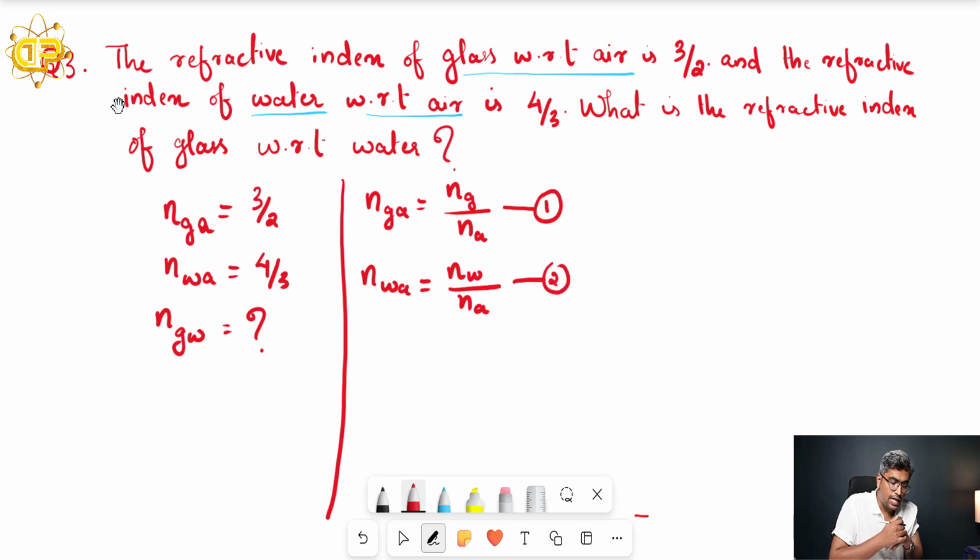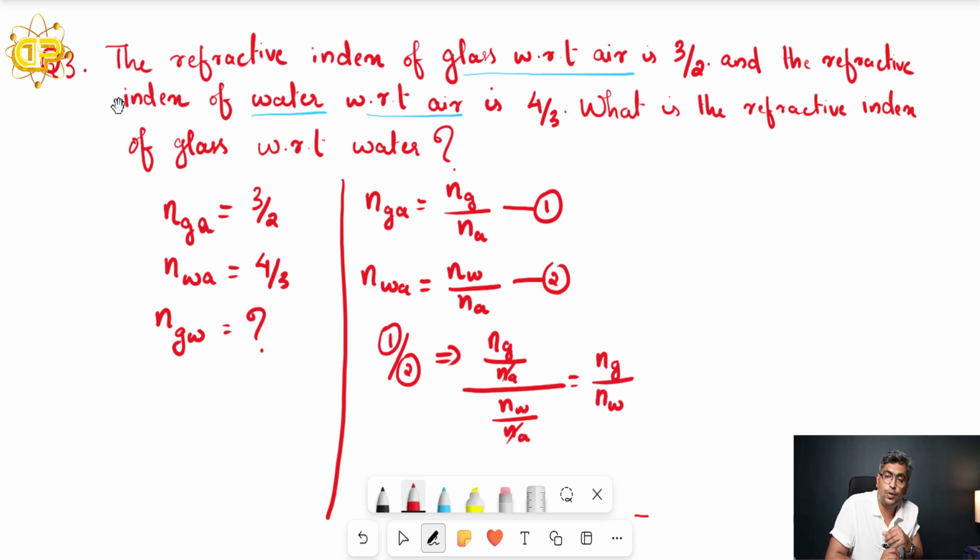Then I divide equation 1 by equation 2, which implies Ng by Na divided by Nw by Na. So Na cancels, and what will you get? It gives you Ng by Nw. Right? So what is this Ng by Nw?